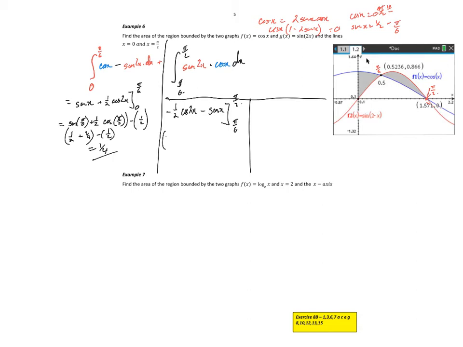So pi on 2 in, 2 times pi on 2 is pi. Cos of pi is negative 1, so I get positive a half. Sine of pi on 2 is 1, minus 1, minus pi on 6, 2 times pi on 6 is pi on 3. Cos of pi on 3 is a half, so I get minus a quarter. Sine of pi on 6 is a half.